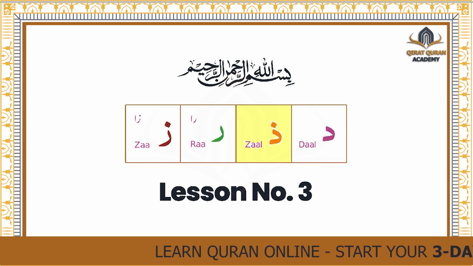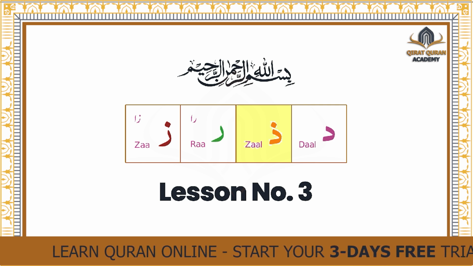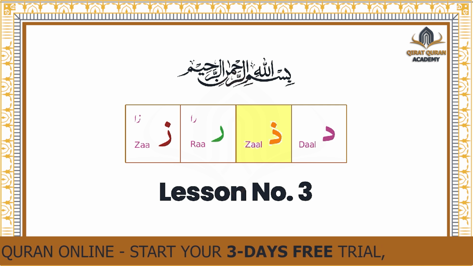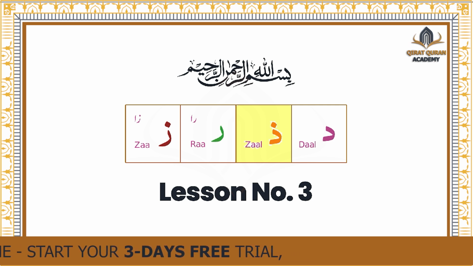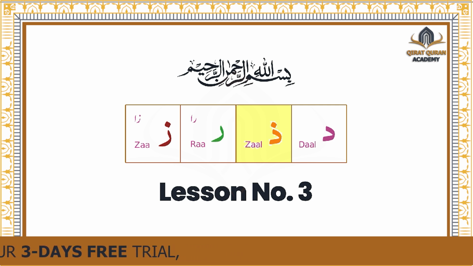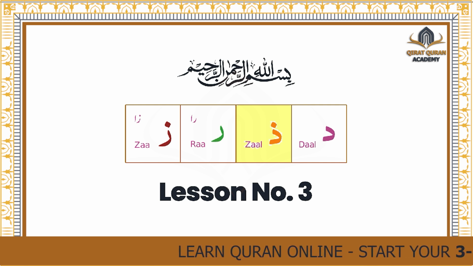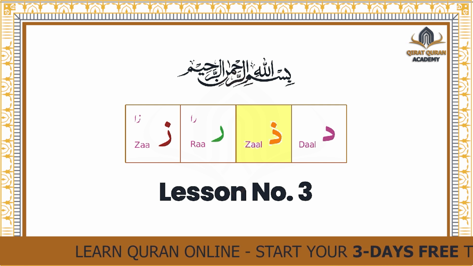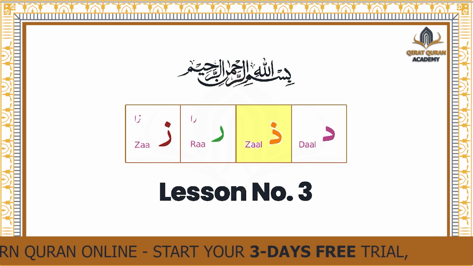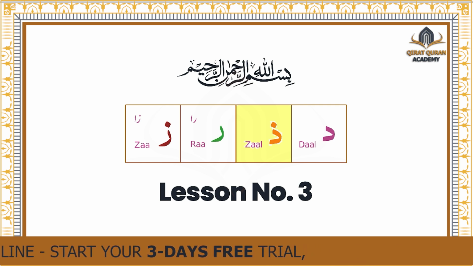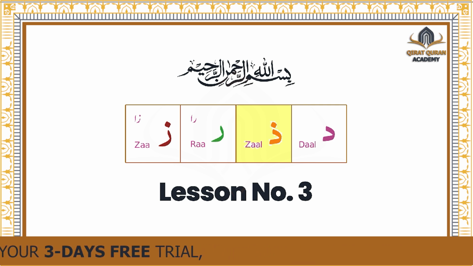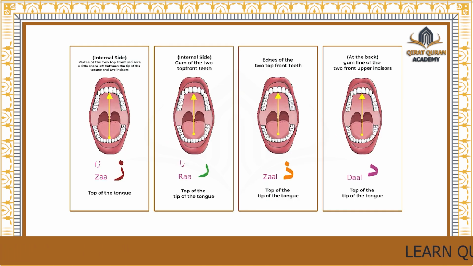Zal has one dot at the top. You can see this is the structure of Zal, and Zal has only one dot at the top. And Zal is actually a soft letter. When we pronounce Zal, make sure a whistle sound does not come, because this is a soft letter and we read it softly, like Zal. Let me show you the origin of Zal.